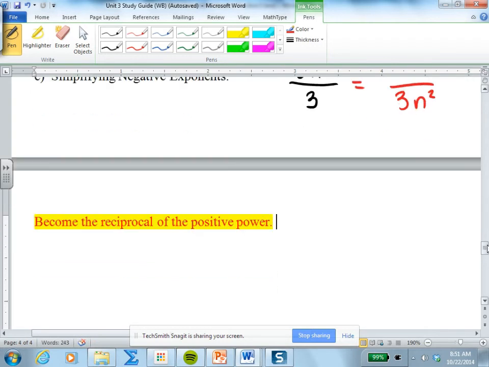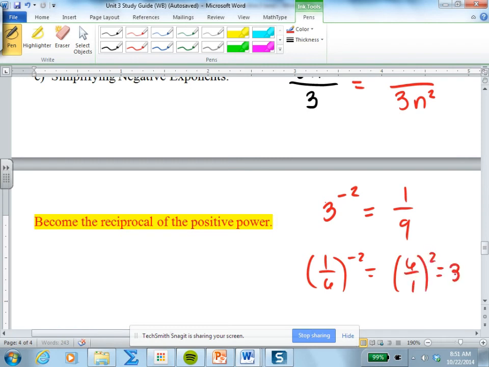If you had a regular number, like something in the integer set like 3 to the negative second, that's the reciprocal of 3 to the second, which in this case is 1/9. If you had 1/6 to the negative second, we're going to have to flip that and then make it to the second. So that's 6/1 to the second, which is 36.